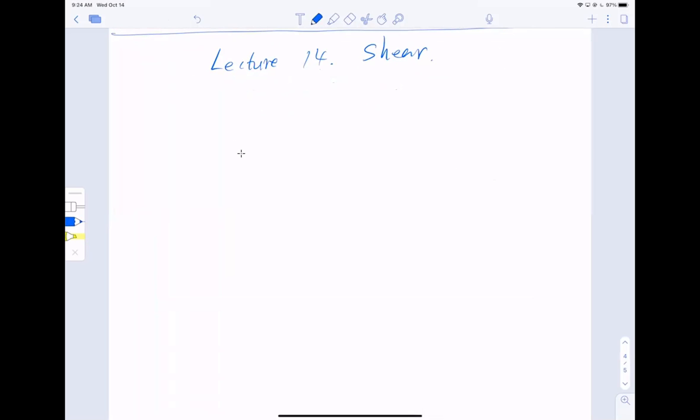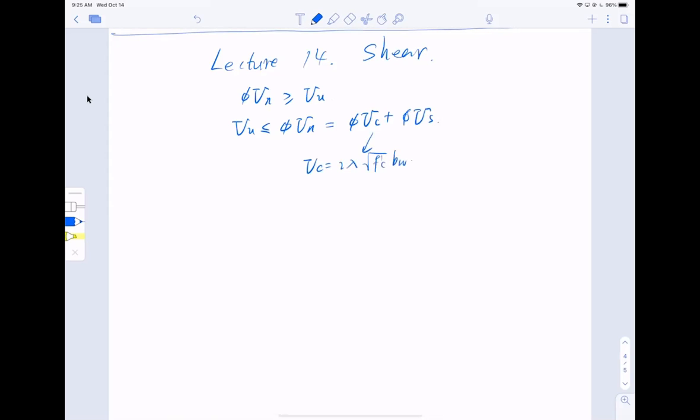What we talked about last time, we mainly talked about the sections for the shear resistance. And then we talked about phi Vn has to be bigger than or equal to Vu, or Vu smaller than or equal to phi Vn. That has 2 parts, the concrete contribution and the steel contribution. Remember? For the concrete contribution, we said Vc equals 2 lambda square root f prime c bw d. And Vs, the steel contribution, is another equation based on the stirrups.